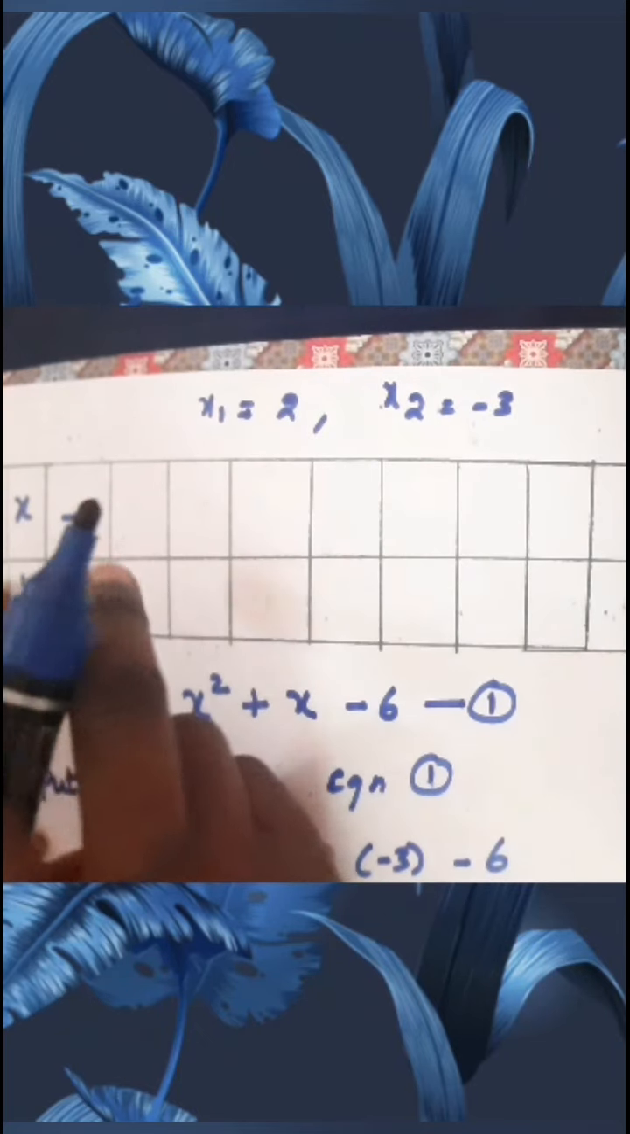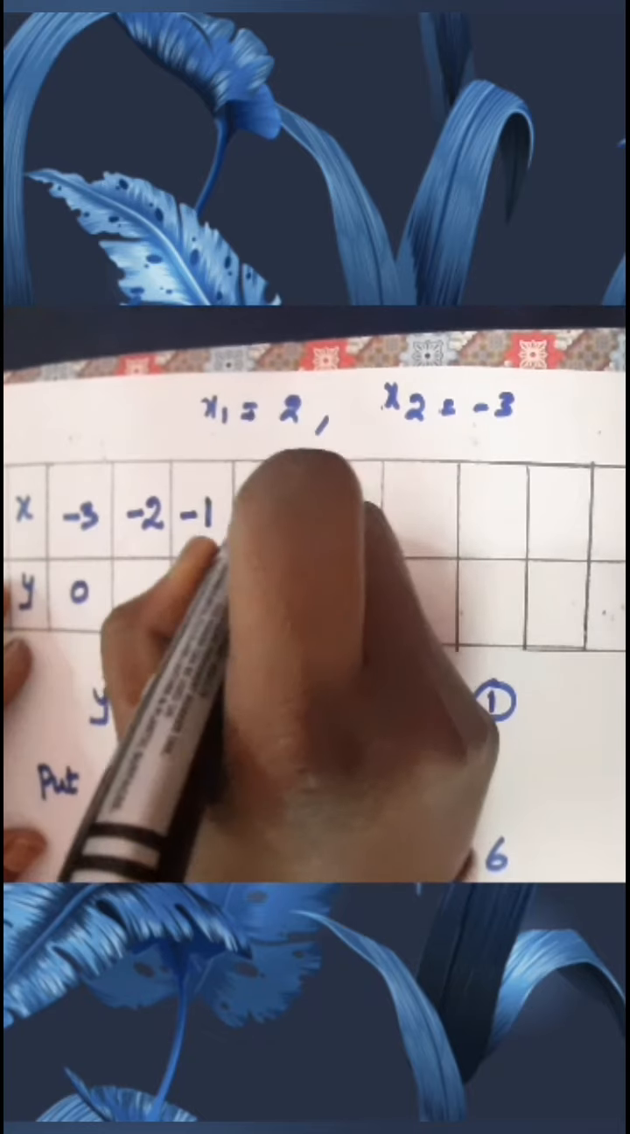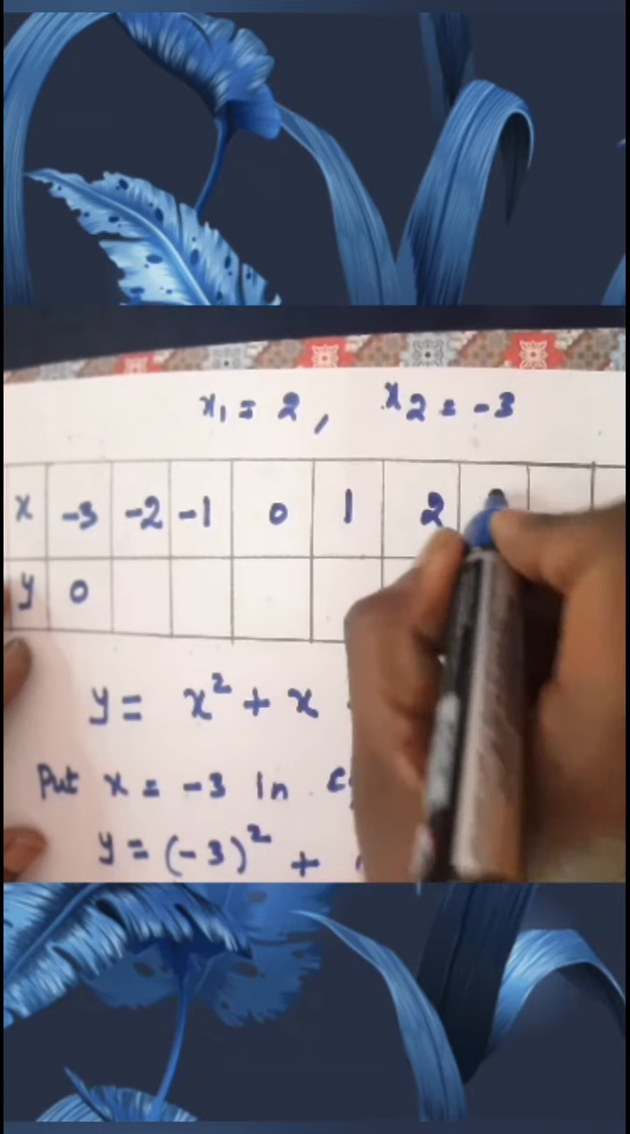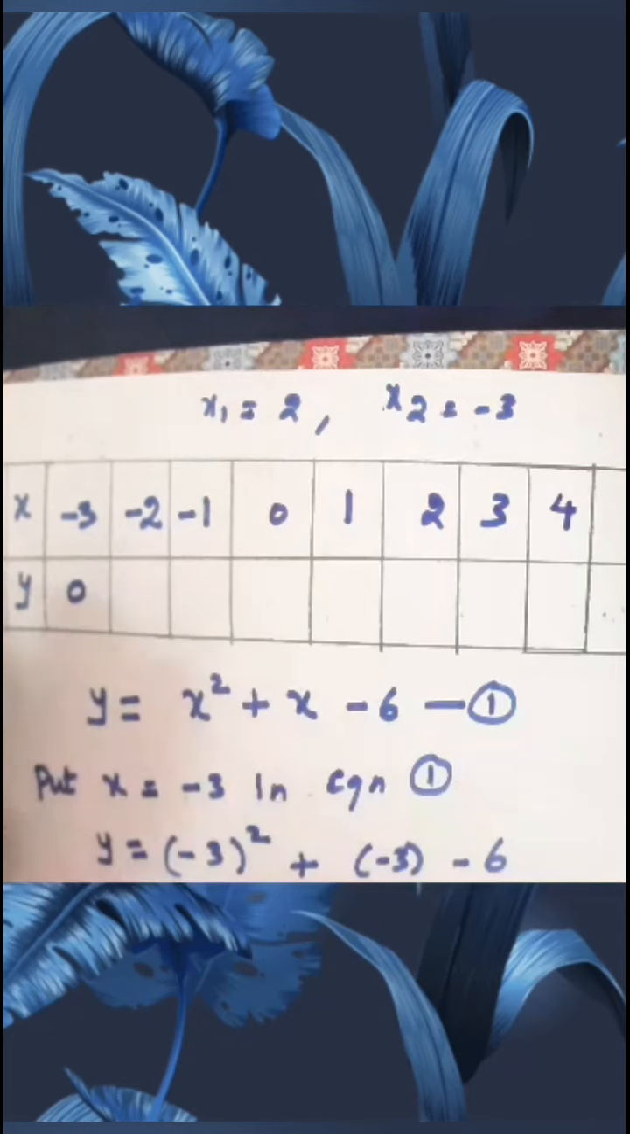Similarly, I can take minus 2. I'm going to put minus 1, 0, 1, 2, 3, 4.